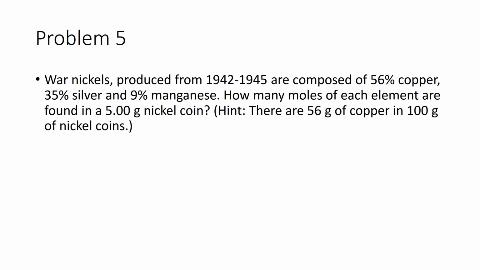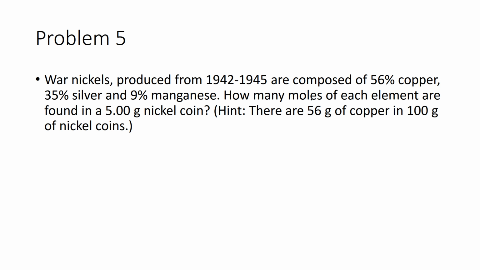Problem 5 reads, war nickels produced from 1942 to 1945 are composed of 56% copper, 35% silver, and 9% manganese. How many moles of each element are found in a 5-gram nickel coin? Hint, there are 56 grams of copper in 100 grams of nickel coins.